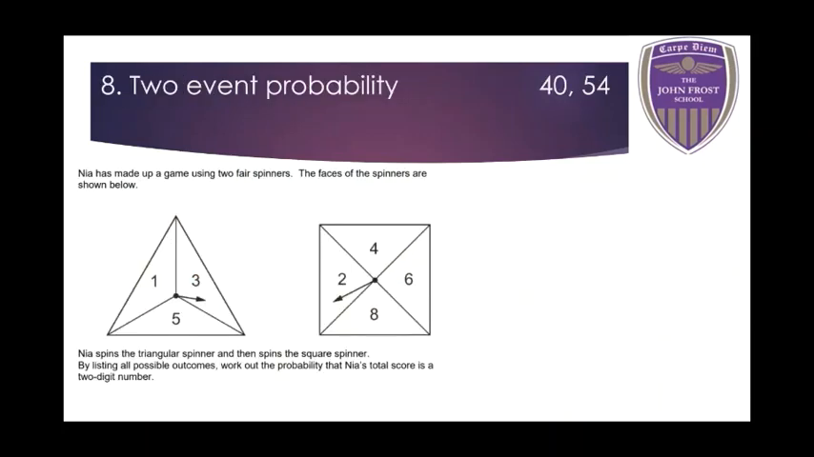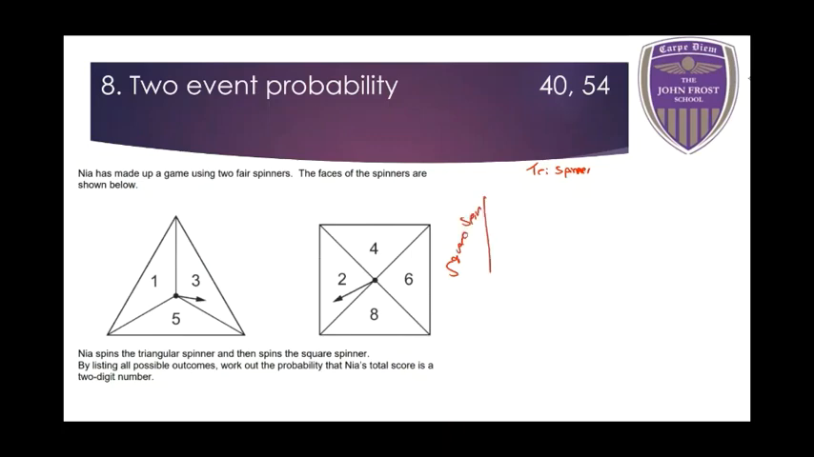2-event probability. So Nia's made up a game using 2 fair spinners. We've got a 3-sided spinner and we've got a 4-sided spinner here. She spins the triangular spinner and then spins the regular spinner. We need to list all the possible outcomes, and then we need to work out the probability that Nia's total score is a 2-digit number, okay? So I'm going to use a grid to help me out here, okay? So on the top, I'm going to have the tri-spinner results. And over here, I'm going to have the square spinner.